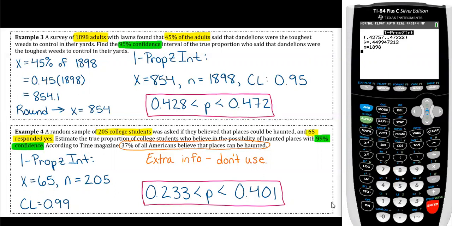So that's pretty much it for 1-PropZInt. I don't think you need another example for those, but as always, if you have any questions, especially calculator questions, feel free to email me or Dr. Insco or your learning assistant, Bree.